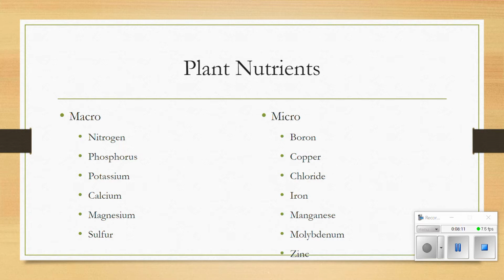Sulfur, fungus, don't mix. And in our micronutrients: boron, copper, chloride, iron, manganese, molybdenum, and zinc, as well as nickel. They've added nickel in there recently. Those will usually be already present in the soil, or they'll be applied as a seed treatment that will go on the outside of the seed when we plant, and that will be just enough to give that seed a boost.